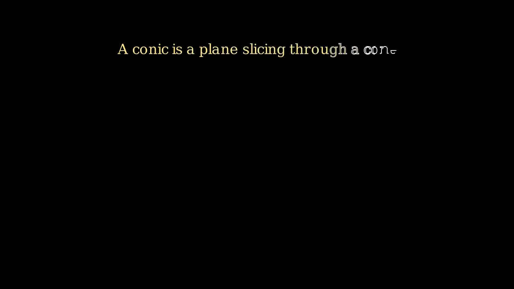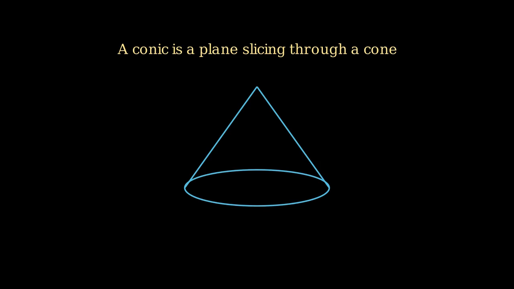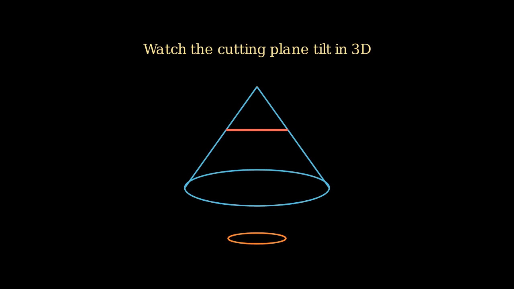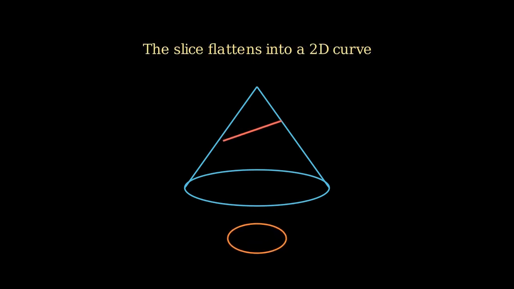A conic is the curve you get when a flat plane slices through a cone. On screen, picture a full three-dimensional cone standing upright. Now watch the cutting plane tilt to different angles, still in 3 dimensions. As the angle changes, the flat slice it leaves behind flattens out into a 2-dimensional curve, and that same running picture updates to show it.